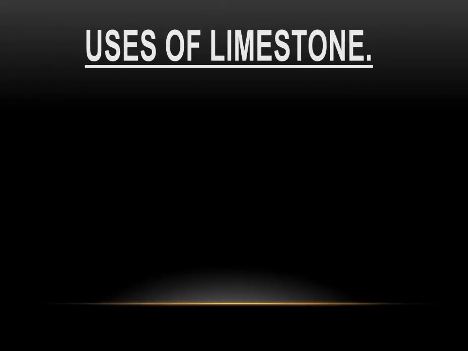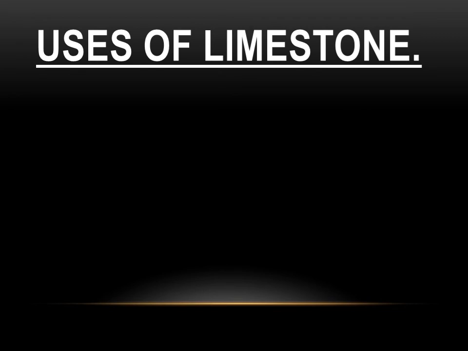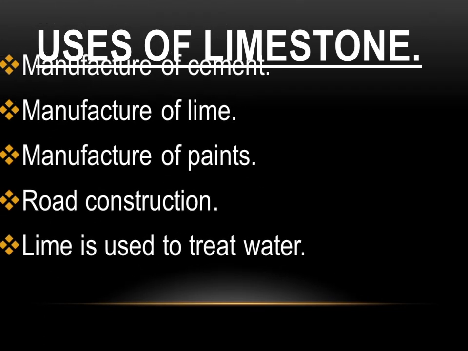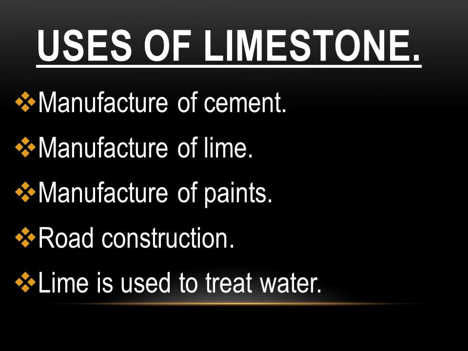So let's look at the uses of limestone. It is used to manufacture cement, the most common mineral used to manufacture cement. Then the manufacture of lime. Lime is a whitish liquid which is extracted from washing. After washing that limestone, the liquid is used to treat water, specifically to absorb impurities.